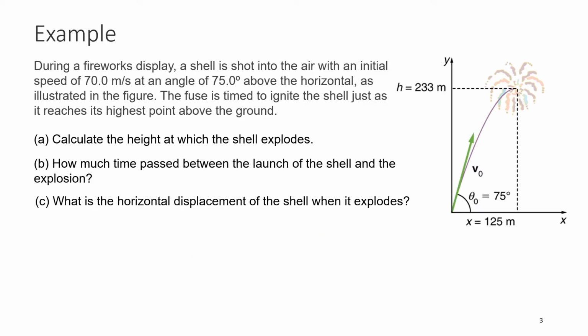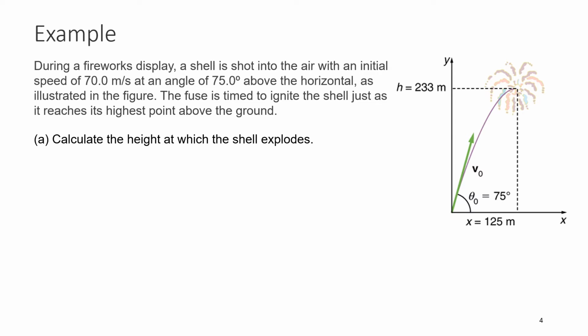Let's look at this example together. Please pause the video here and read the questions. From the description, we know that the shell explodes just as it reaches its highest point above the ground. The highest point in any trajectory is reached when Vy equals 0.